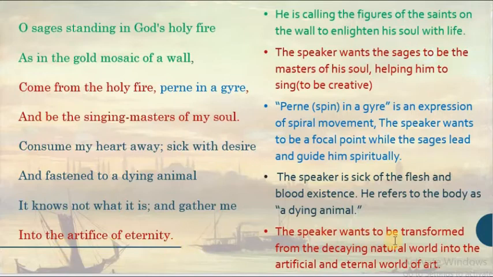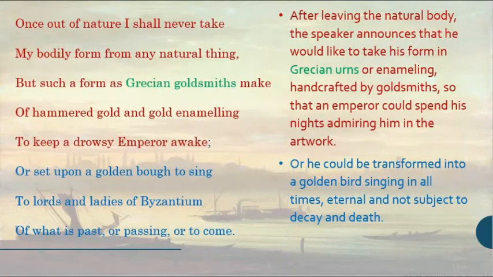The speaker wants to be transformed from the decaying natural world into the artificial and eternal world of art. So here our speaker believes that the alternative for the physical existence, for the natural existence, is an artificial existence, in the world of art. What does this mean? He's going to give us a clear idea in the next stanza, which is the last one. Once out of nature, I shall never take my bodily form from any natural thing.